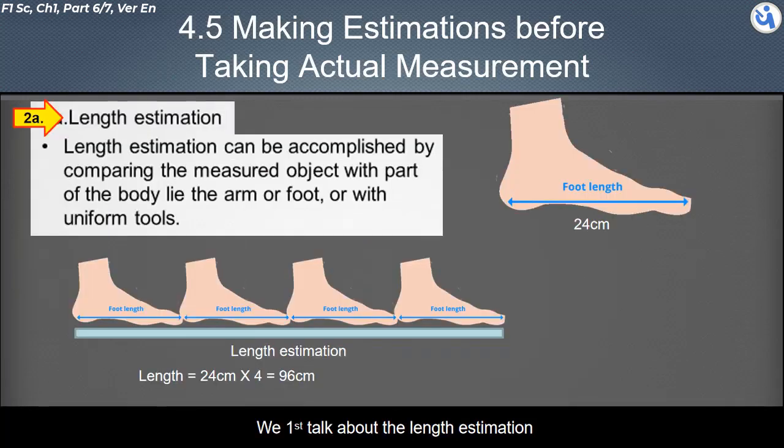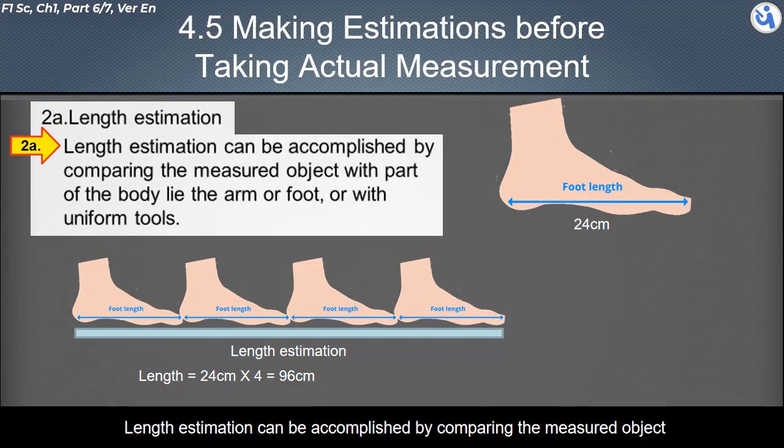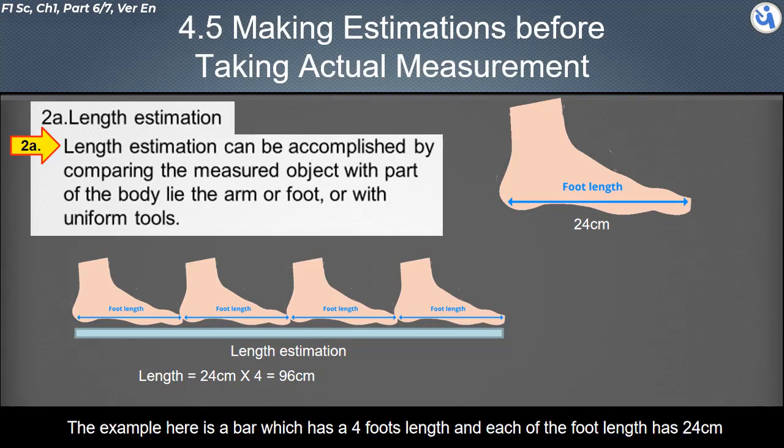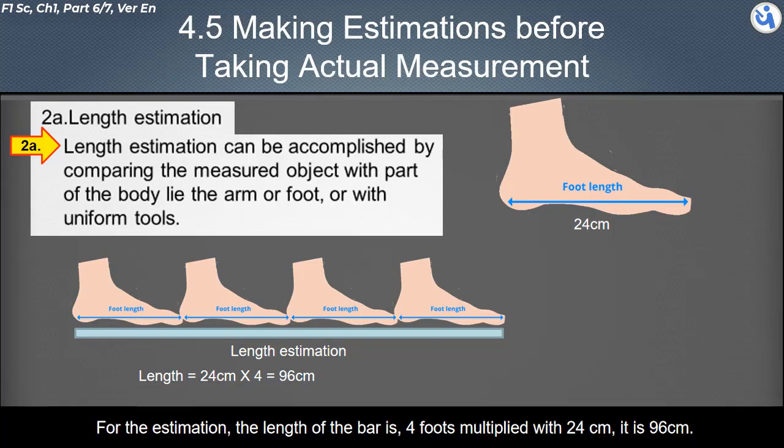We first talk about the length estimation. Length estimation can be accomplished by comparing the measured object with a part of the body, like the arm or foot, or with uniform tools. The example here is a bar which has a length of 4 foot, and each foot length is 24 centimeters. For the estimation, the length of the bar is 4 foot multiplied by 24 centimeters, which is 96 centimeters.